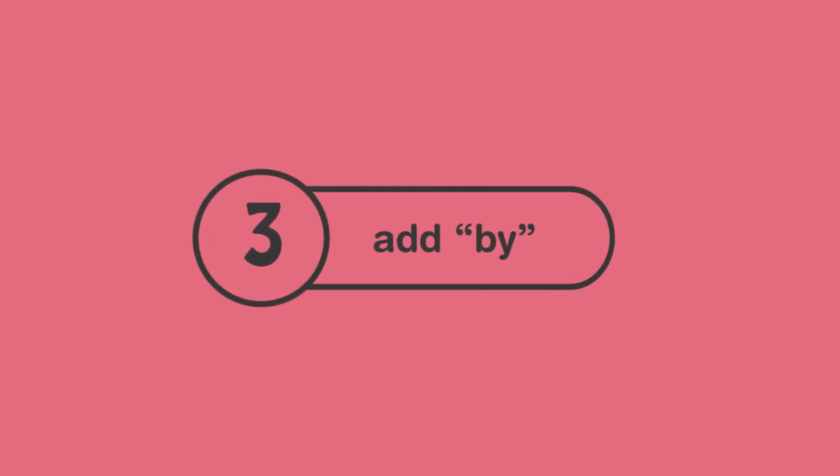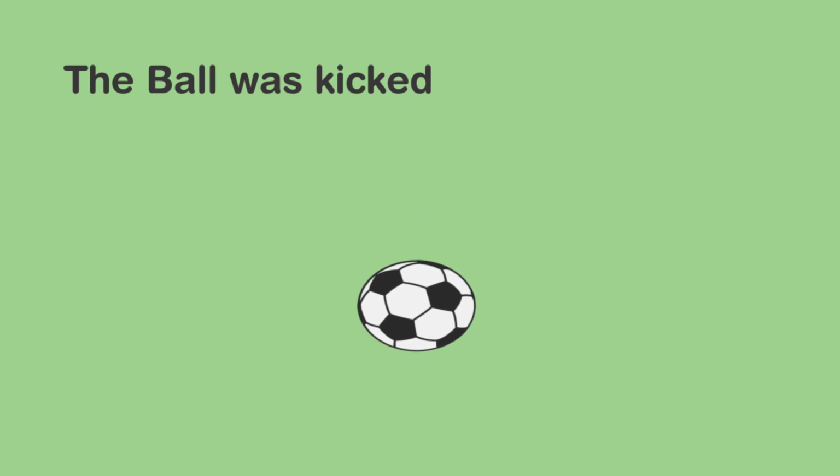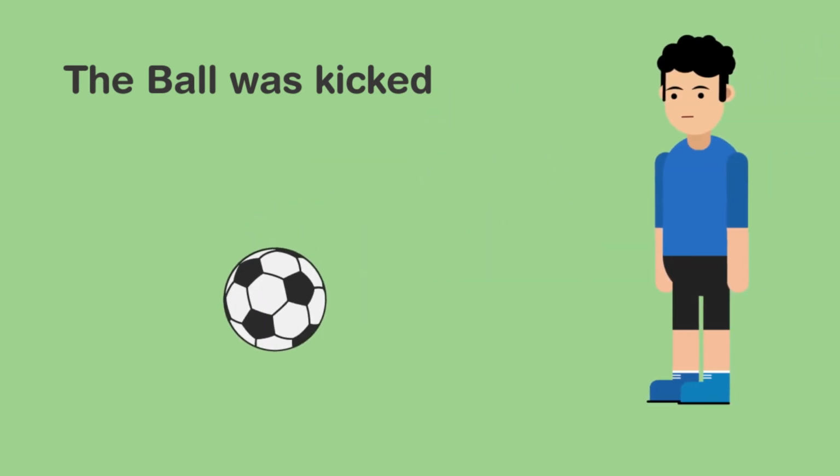Rule number 3. Add by before the subject. In passive voice, a subject is not always needed in a sentence. For example, the ball was kicked. This sentence still makes sense in passive voice, even though we don't know who kicked the ball. But if you want to add a subject in a passive sentence, you can add by before the subject. So, the ball was kicked becomes the ball was kicked by Budi.